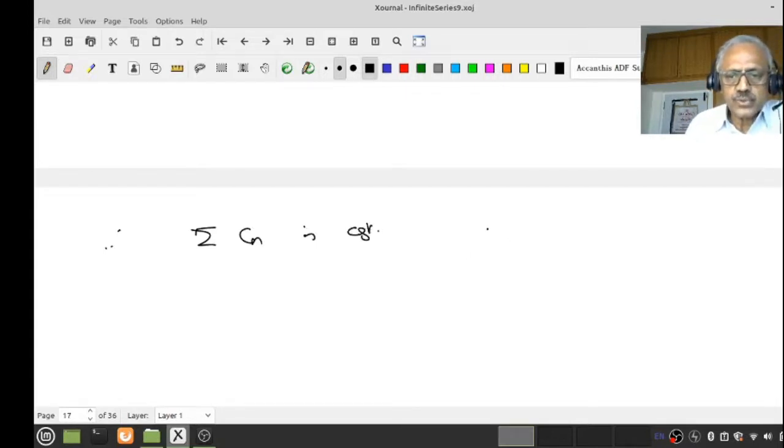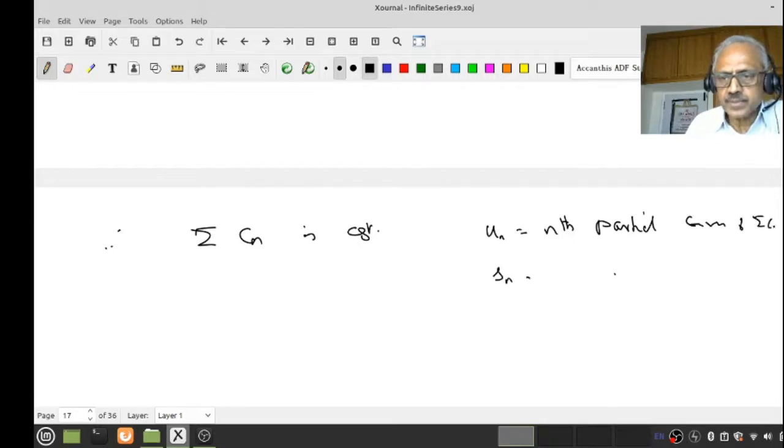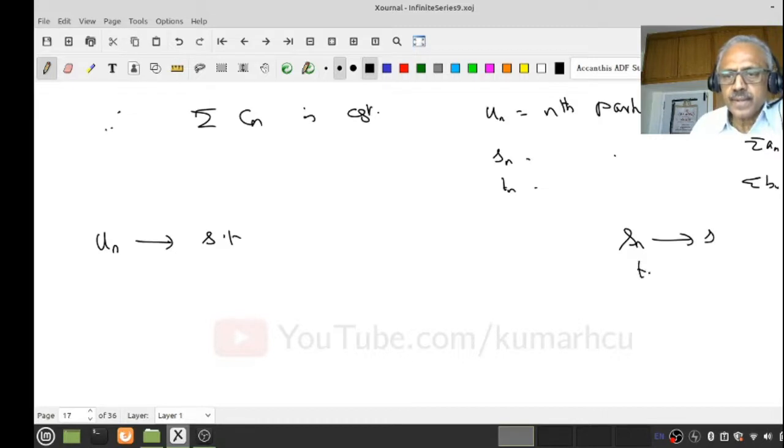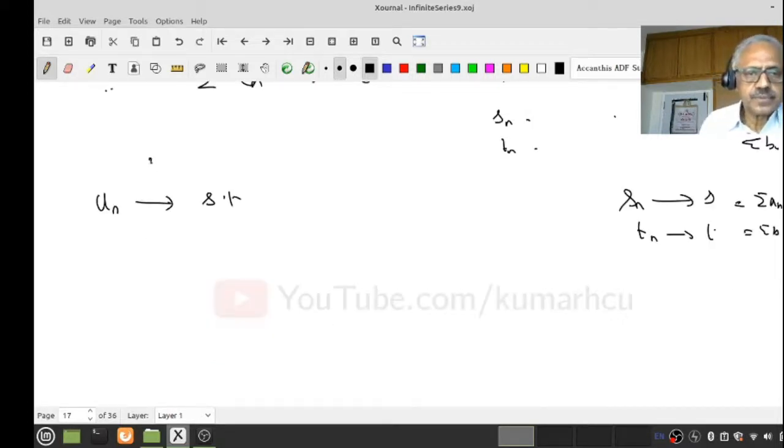Right? So, as usual, let Un be the nth partial sum of summation Cn, and Sn be the nth partial sum of An, and Tn be the nth partial sum of Bn, etc. Right? So, what I want to show you is Un should converge to S times T. Suppose Sn converges to S and Tn converges to T. This is summation An. This is summation Bn. I want to prove this.